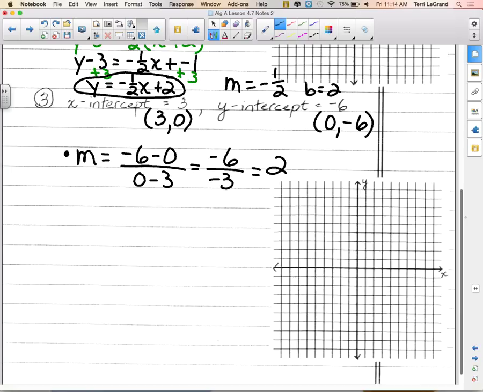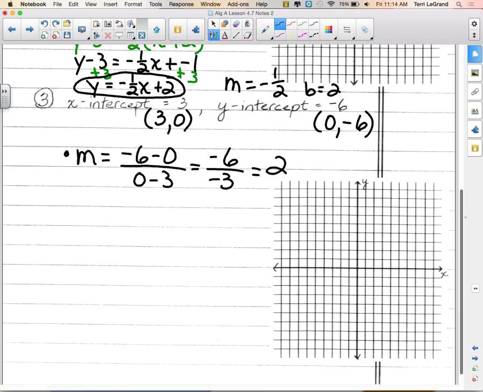Does order matter in this? Once you decide which one's going to be y sub 2, do you have to start with x sub 2 downstairs? Absolutely. So be really careful about that. Okay, does anybody agree with me that the slope is 2? Yes. Yeah? You feeling good about that? Okay.